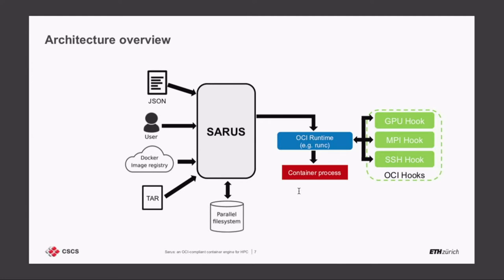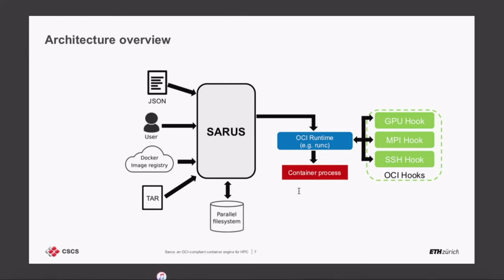Once this environment is ready, it does the fork exec that was mentioned a couple of times with runC. From that point on, the OCI hooks that enable native performance on the HPC system take over. This is the part that is taken care of by Sarus, and here you can plug in the OCI runtime of your choice. You can even think about Podman here in the future, okay?